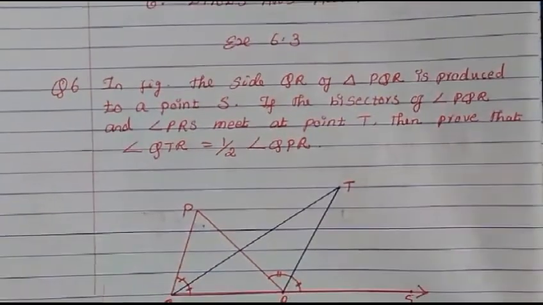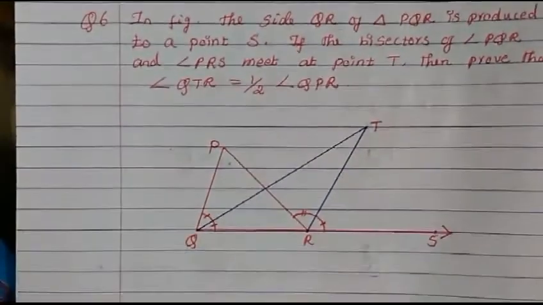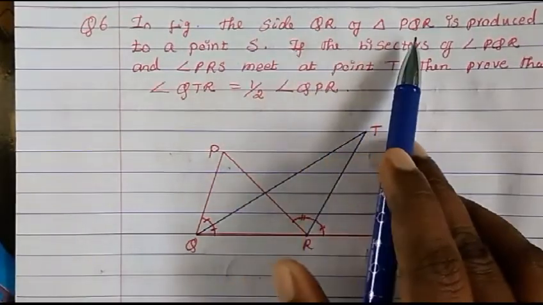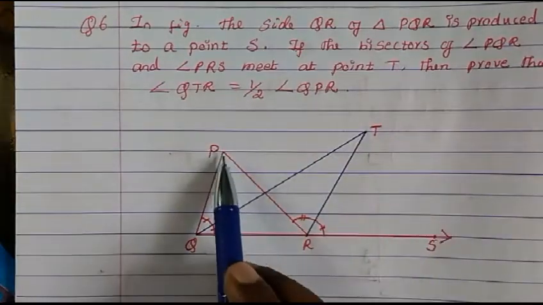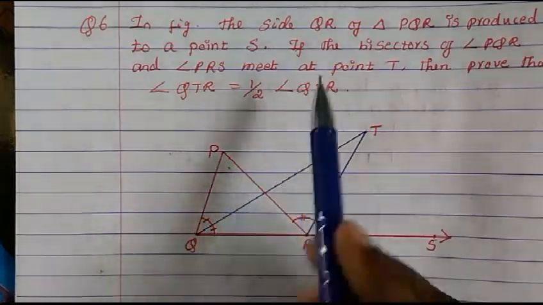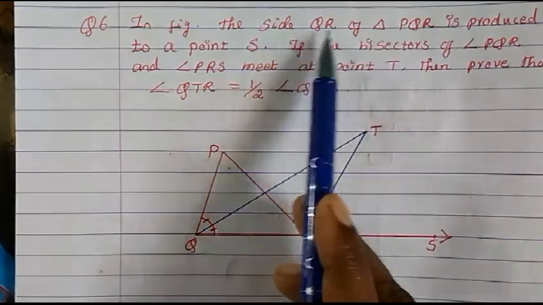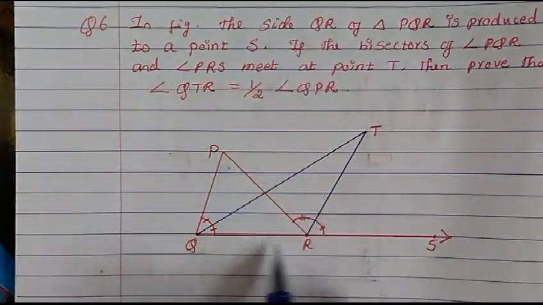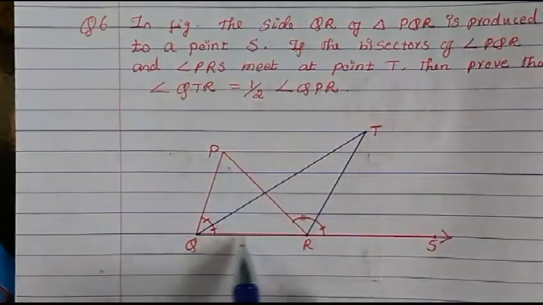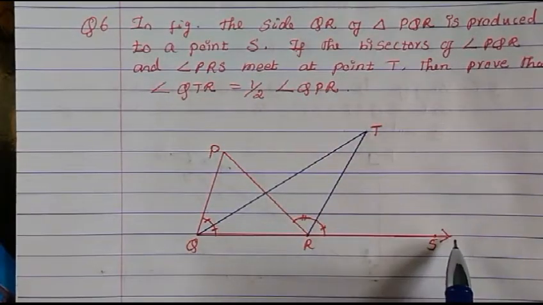So, try to understand the question first. The side QR of triangle PQR. So you have a triangle PQR, this red color you see. So triangle PQR, and that side QR is produced to a point S. So this side is produced to the point S.